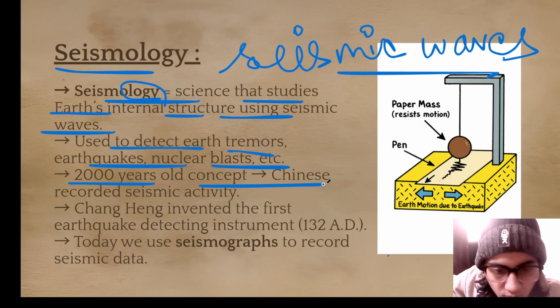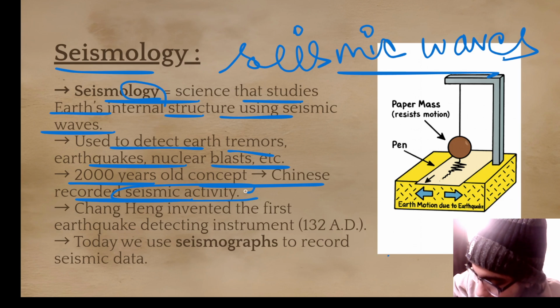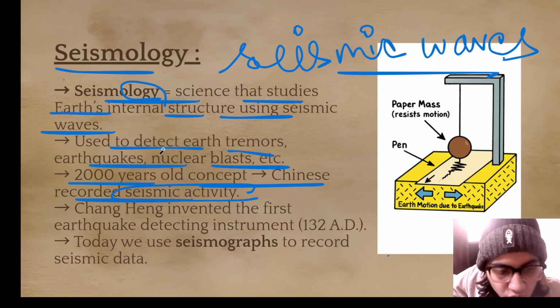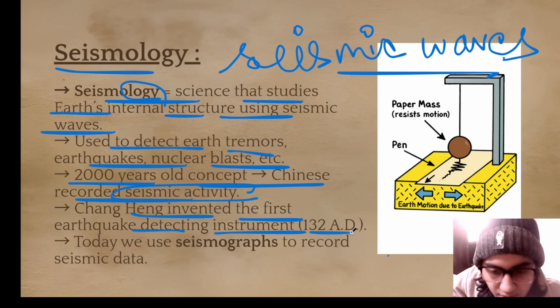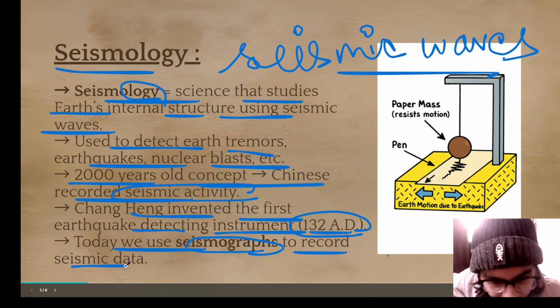A 2000-year-old concept: the Chinese recorded seismic activity. So this concept of studying the Earth's internal structure with the help of seismic waves is a very old concept, 2000 years old, and it was first introduced by the Chinese people. Zhang Heng invented the first earthquake detecting instrument in 132 AD. Today we use seismographs to record the seismic data.